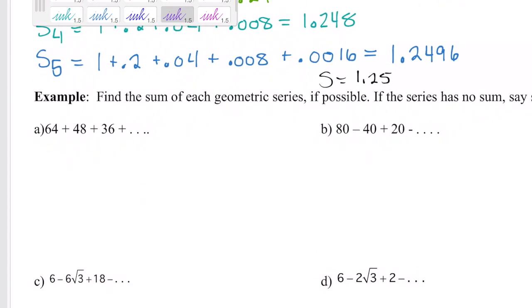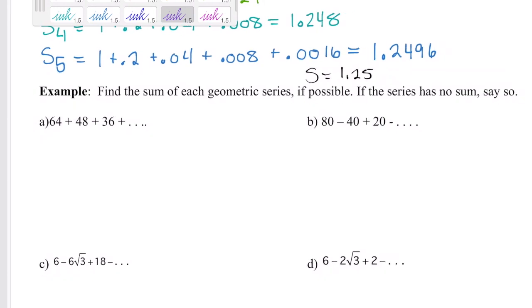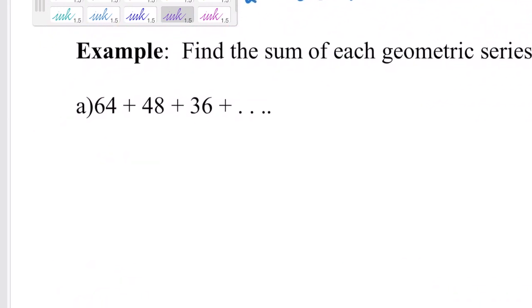This next bit, we're going to find the sum of each geometric series if possible. If the series has no sum, aka it's way too big or way too small, we'll say so. So for this first one, if I can do this, I need to know my ratio first. I want to do that before I try to figure anything else out. And if you can't tell right off the bat what this is multiplying by, it's called the common ratio for a reason, so we'll make a ratio of the second and the first term, which ends up reducing to 3/4.